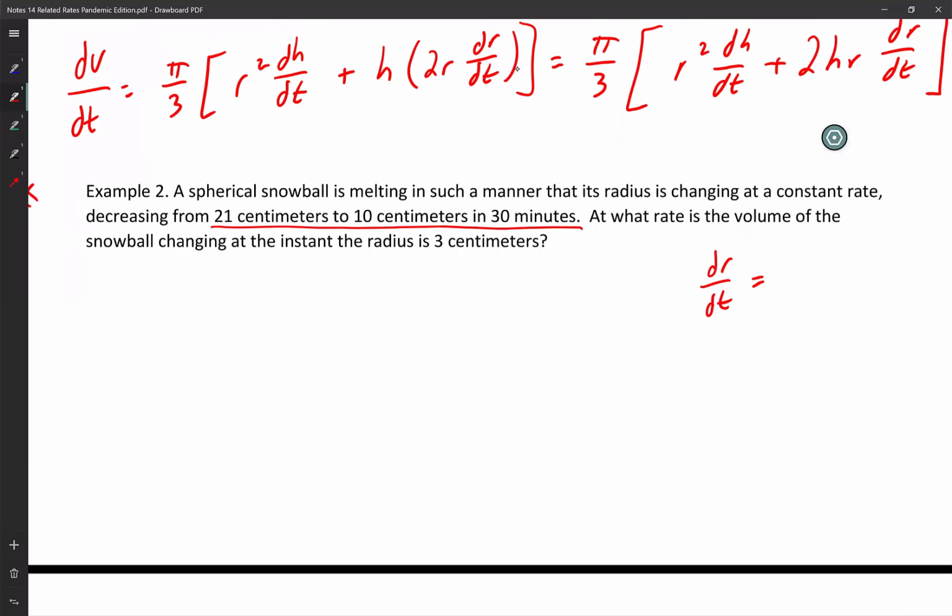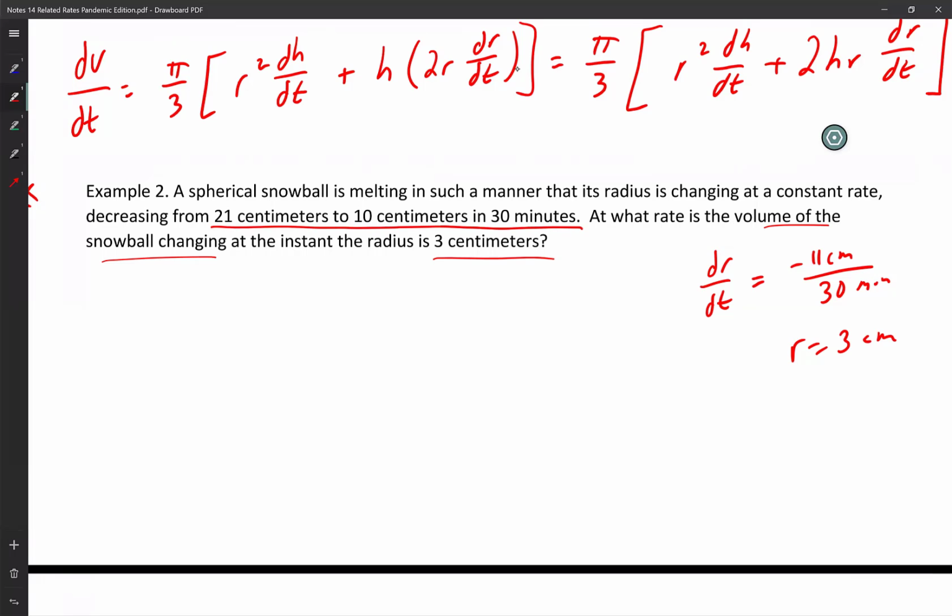21 centimeters to 10 centimeters. So that's a difference of 11 centimeters in 30 minutes. At what rate is the volume of the snowball changing at the instant when the radius is 3 centimeters? r equals 3 centimeters. Okay. A snowball is, by definition, a sphere, not a perfect sphere, but let's assume that we're talking about a perfect sphere. And they want to know at what rate is the volume changing. Cool? Or not cool? You guys look scared.